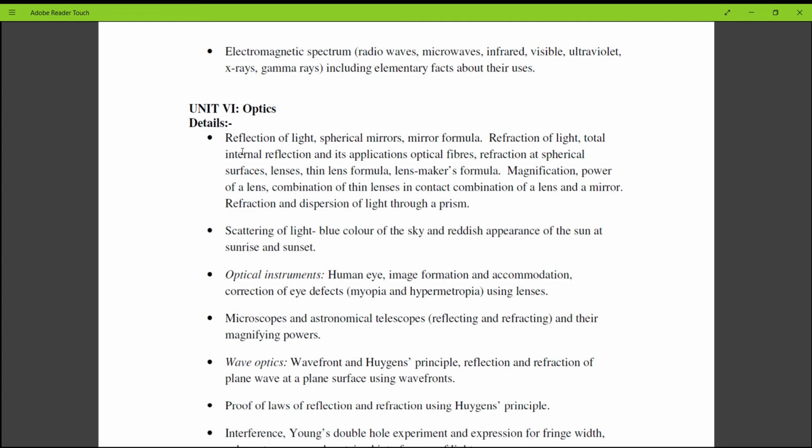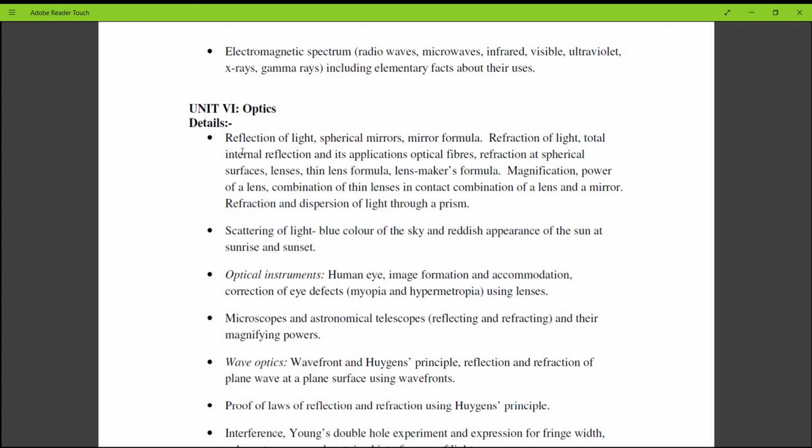Then optical instruments, human eye, image formation and accommodation, correction of eye defects, myopia and hypermetropia using lenses, microscopes and astronomical telescopes, reflecting and refracting, and their magnifying powers.